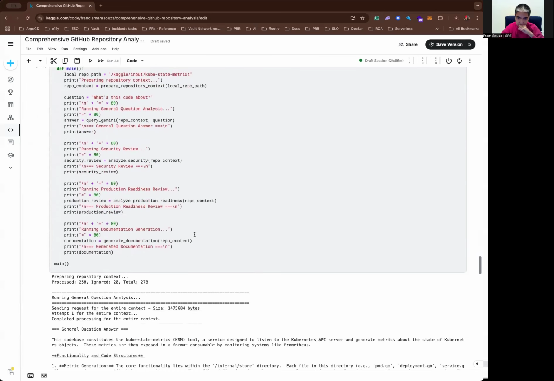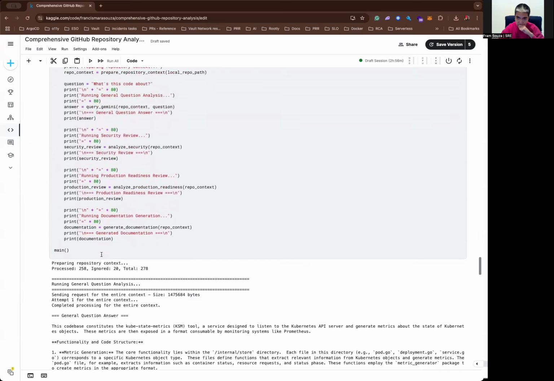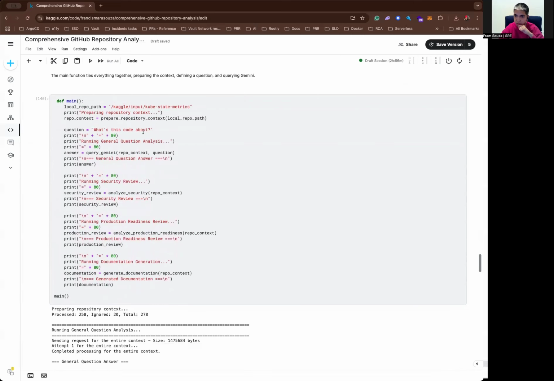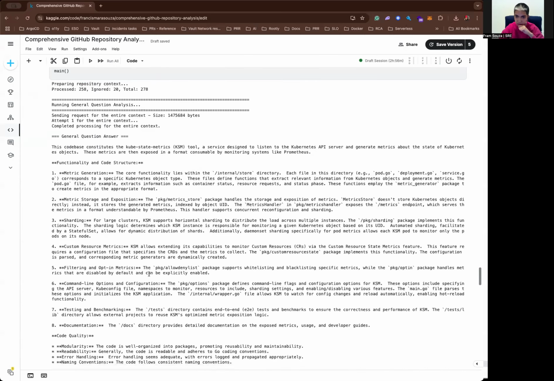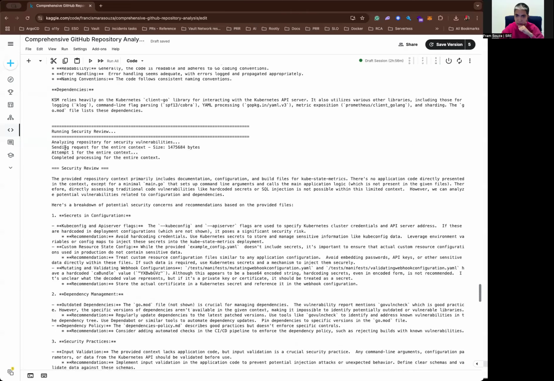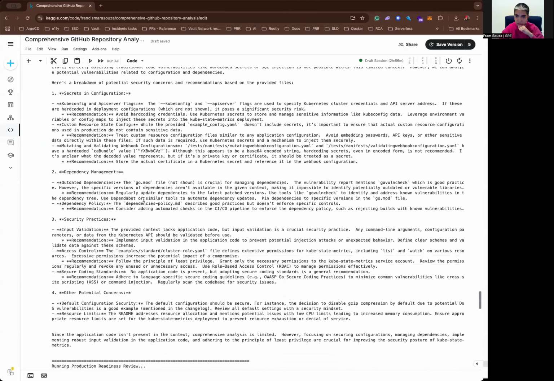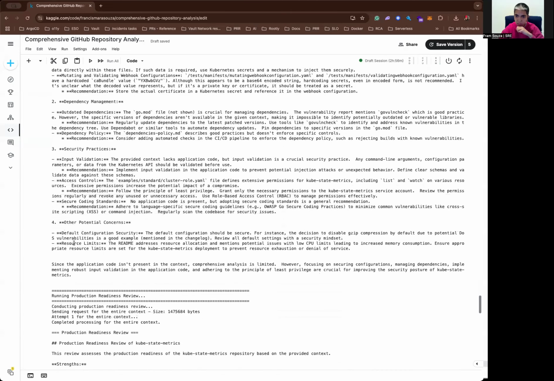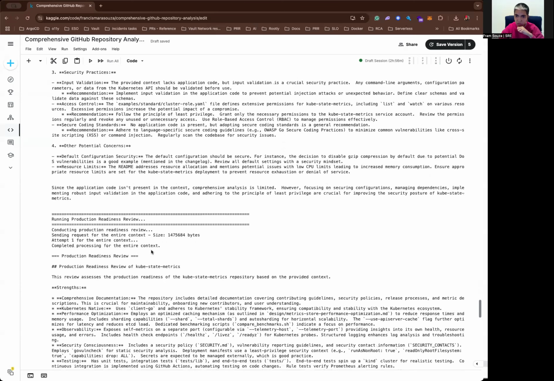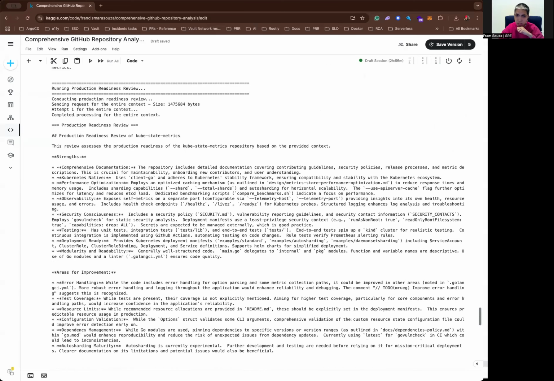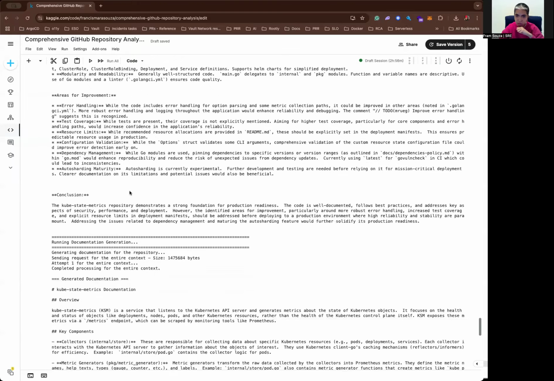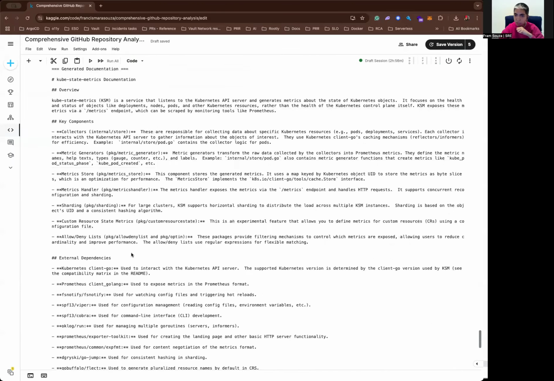And here is the output of the code. This is a question. Basically, I'm asking what this code is about. It is giving me a very, very detailed answer. Security review: what is going on in a security matter for this code. And here are some recommendations on how to improve it. Same for the production readiness review, areas of improvement, conclusion. And here is the documentation generation.